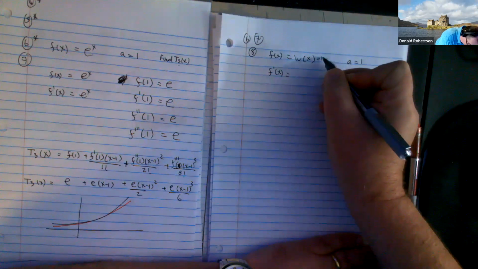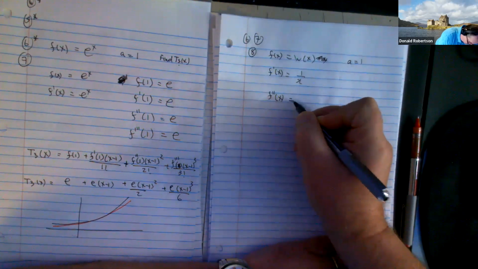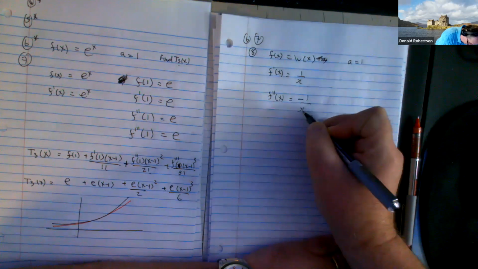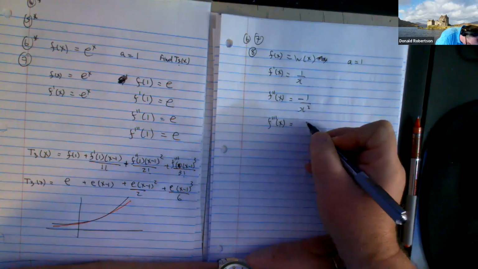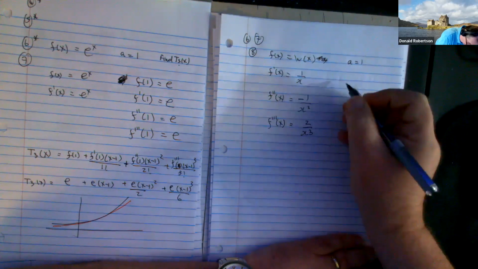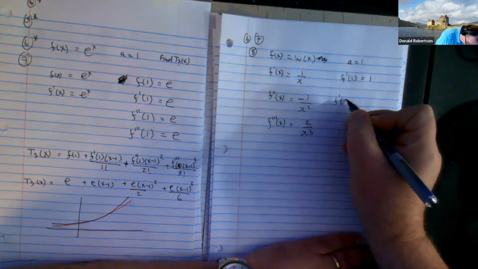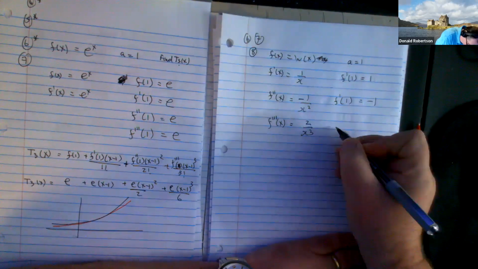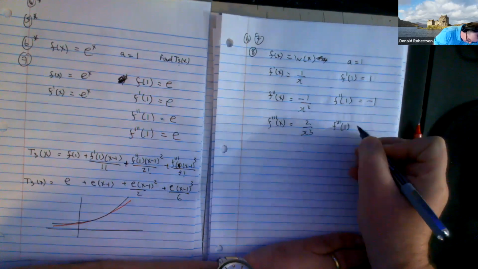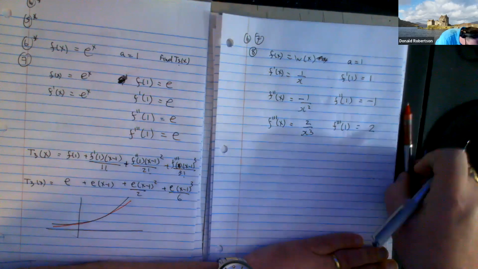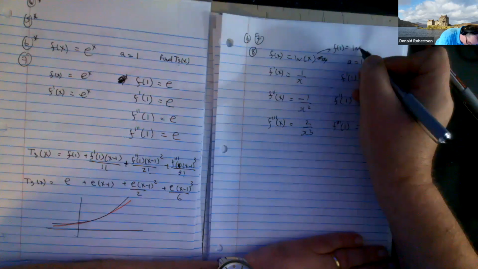F dashed of x is 1 over x. Second derivative of x is negative 1 over x squared. Third derivative of x is positive 2 over x cubed. This guy evaluated at 1 is 1. This guy evaluated at 1 is negative 1. And the third derivative evaluated at 1 is positive 2. And this guy here, if you evaluate him at 1, is 0. Okay.